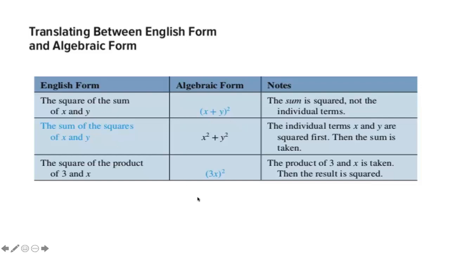This is about translating between the algebraic form and English form. So when I say square of the sum of x and y, that means the sum of x and y is being squared. When I say the sum of the squares of x and y, that means you take x squared and then y squared, and then we add them. And then the square of the product of 3 and x means 3 times x, squared.